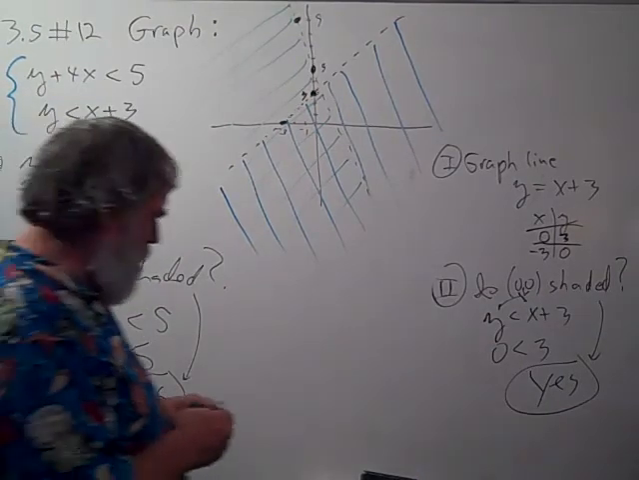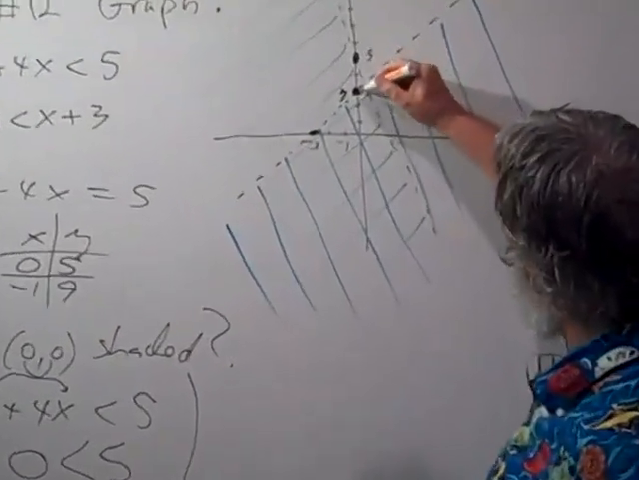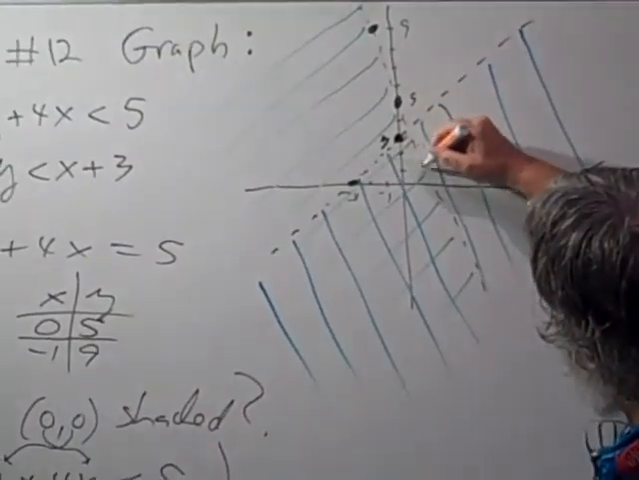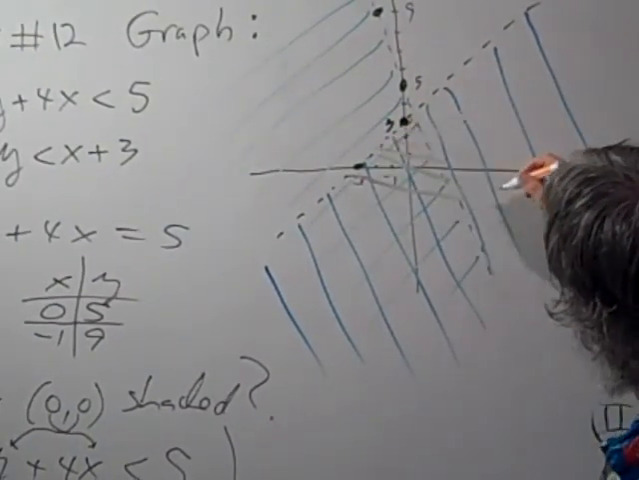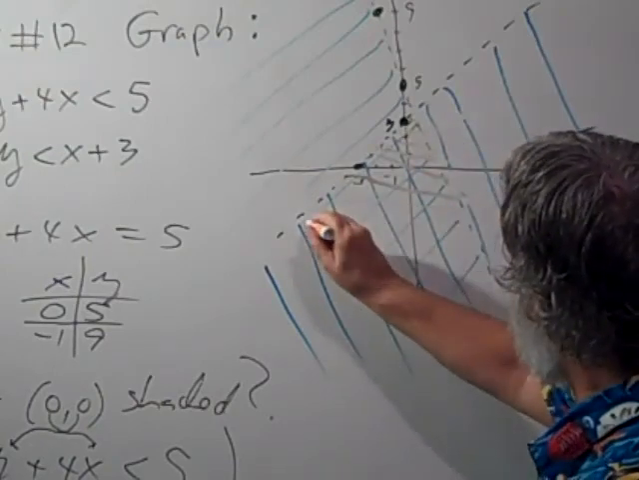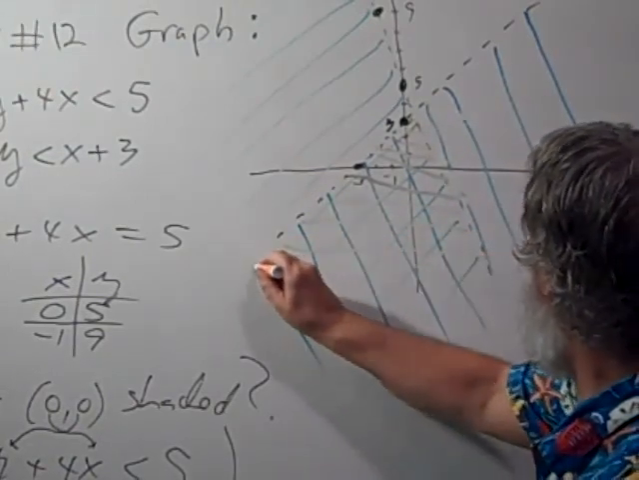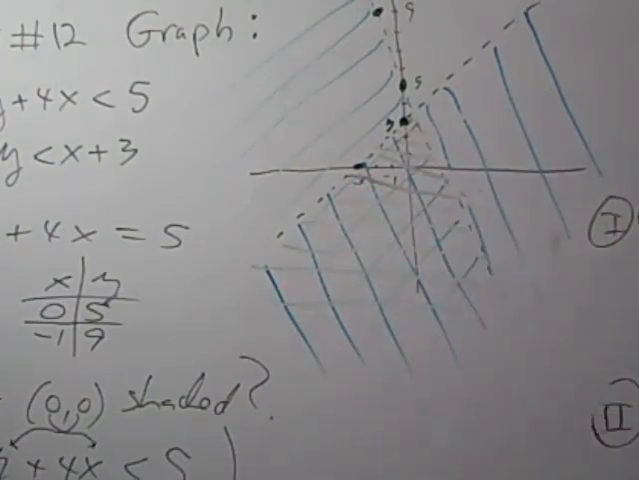So now the overlap of these two regions is the solution to our system, and that's everything in here, not including the boundary lines, but everything in between. This whole wedge here is a solution region.